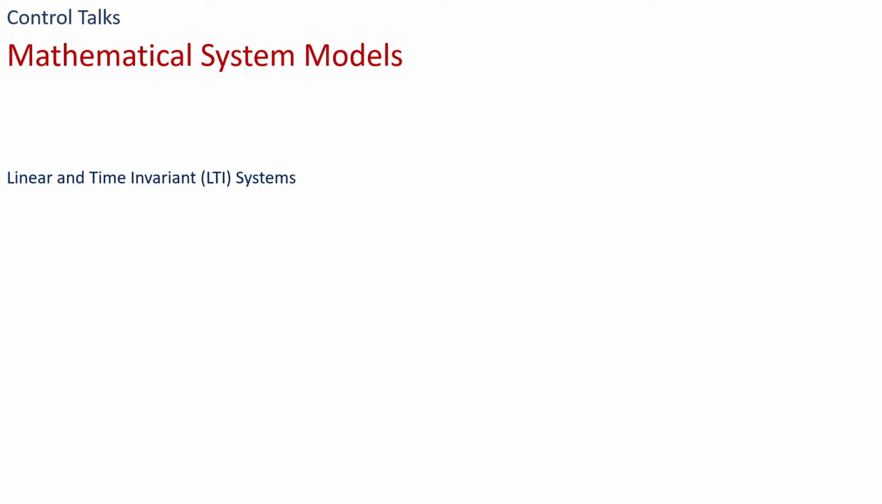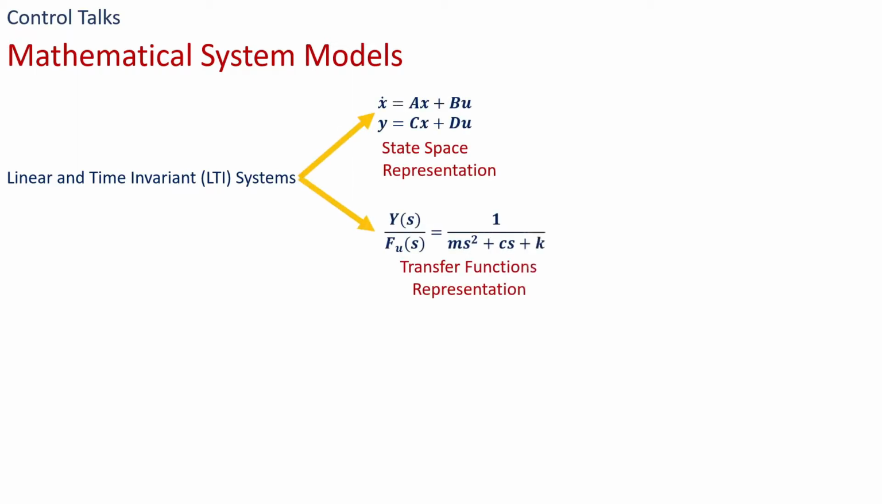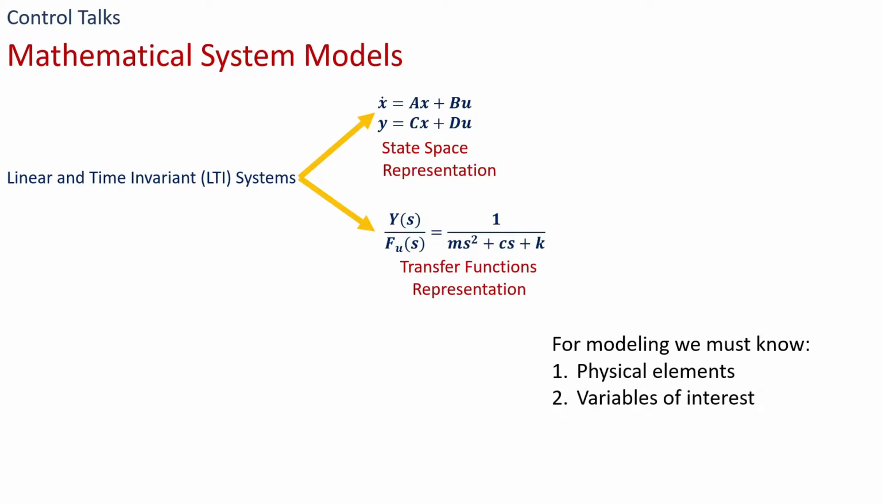And as we learned in the previous video, we can represent models using a state space representation or transfer function representation. In this video, we will focus on the transfer function representation. But first, every time we start modeling a system, we need to consider the elements that conform the system, the variables of interest we are going to analyze, and of course, the physics laws behind these systems.